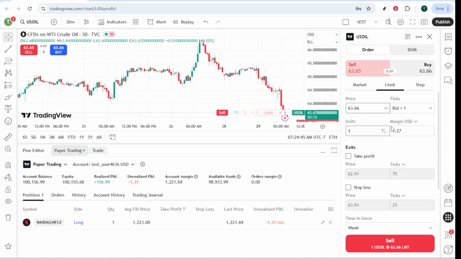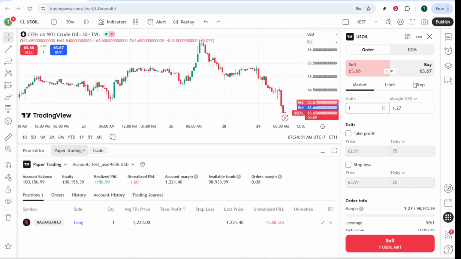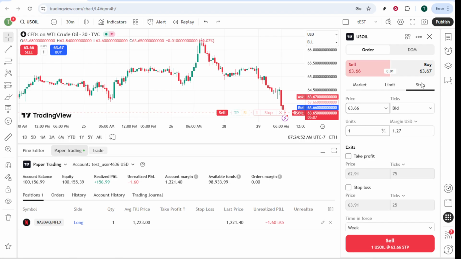You'll need to select the account and decide on the direction of your trade, either buy or sell, followed by choosing the type of order you wish to place. Your options include market, limit, stop, or stop limit. Additionally, you'll determine the quantity for your trade. It's also wise to attach stop loss and take profit orders at this stage for better risk management.